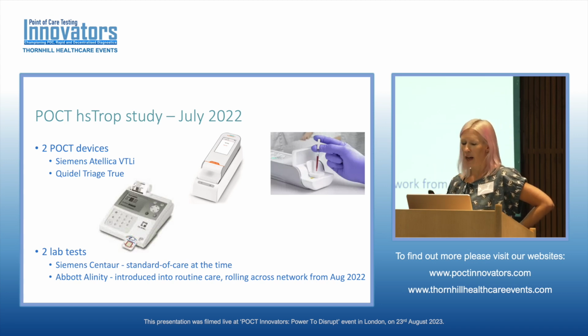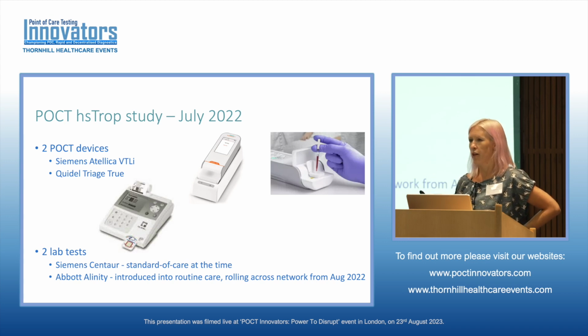And we actually compared, the timing for this was really important, we compared to 2 different lab tests. So at the time in the Frimley lab, they were running Siemens Centaur for their high-sensitivity troponin. About a month later, they switched to the Abbott Alinity, which has now been rolled out across our network. So we managed to get data against both of those tests, which was really helpful.